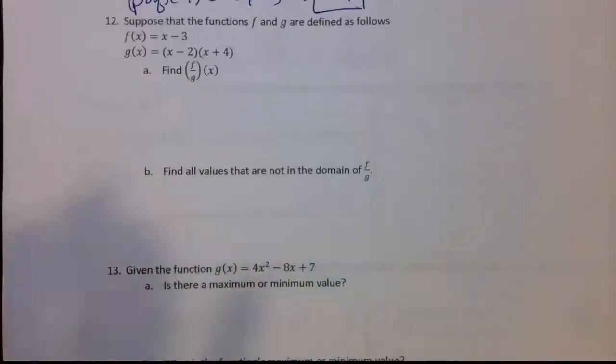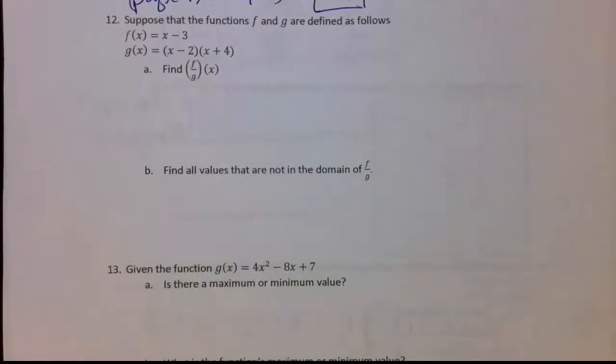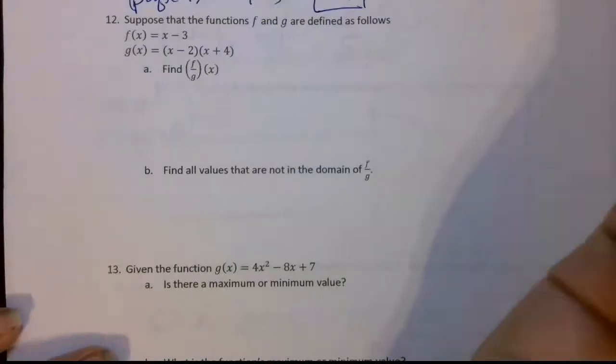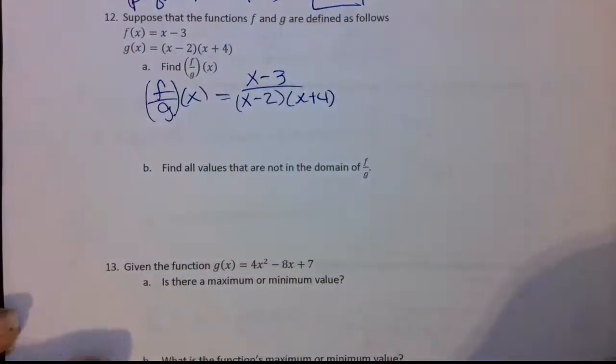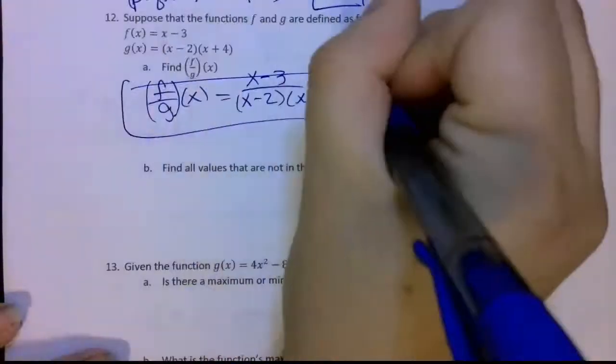Number 12 is having me do division with my two functions. It wants me to find f divided by g of x, and then B is find the values that are not in the domain. So to find f divided by g of x, I literally divide the two functions. There's nothing to cancel out or simplify, so this is my final answer.